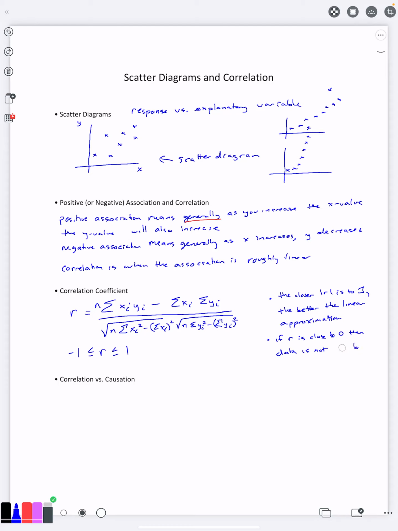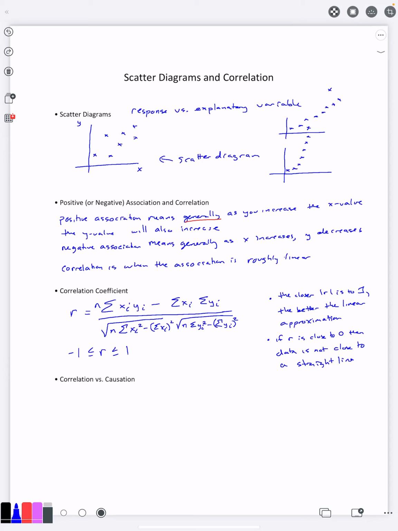Let me write that better here. Now, it doesn't mean that there is no relationship in the data. It just means that the relationship is not going to be something close to a straight line. So there may be no relationship at all, or it may be like a parabola relationship or something more complicated. But if your r value is close to 0, it's not going to be a line.